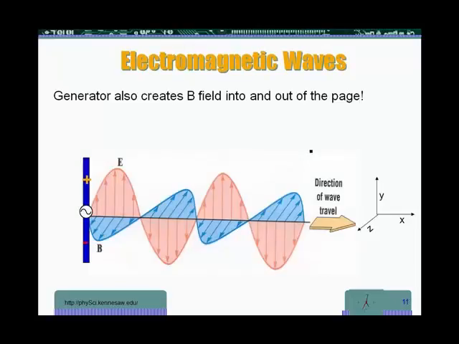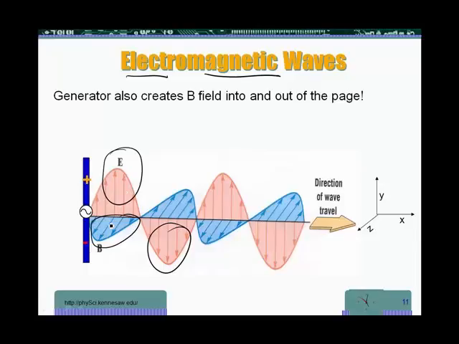Associated with that electrical field that we just talked about, up and down, there will be a magnetic field perpendicular to the electrical field. That's why we call it electromagnetic wave, because it is a combination of both an electric field and magnetic field that are perpendicular to each other, both oscillating at the same time, and perpendicular to the direction of motion of the wave.